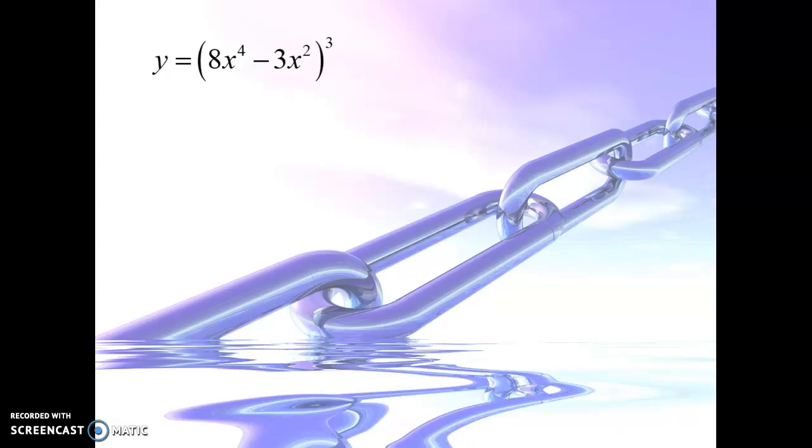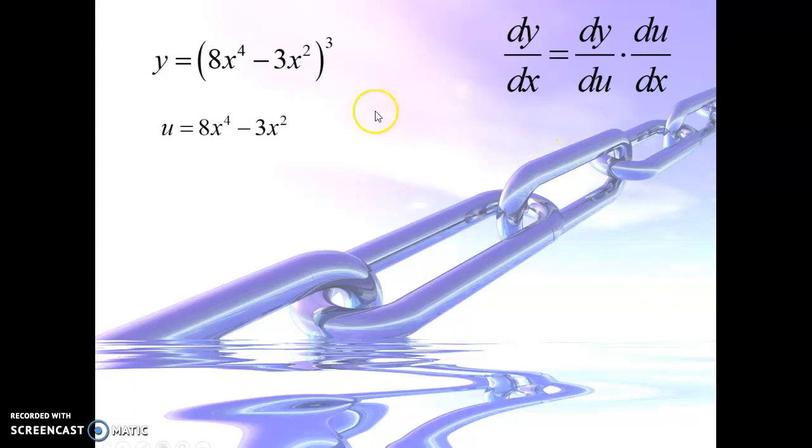We started with y equals 8x to the fourth minus 3x squared, to the third power. So what Leibniz says here is take the inside function and call it u. So here's the chain rule. We're going to take the inside function, which is the polynomial that is being raised to the third power, and call that inside function u. In other words, substitute it, make it equal something else. Then rewrite the original function using u. So we're taking the original y function and rewriting it in terms of this new function u.